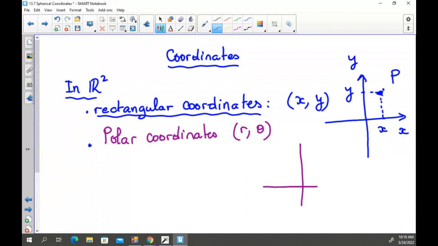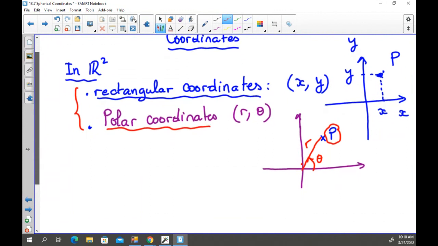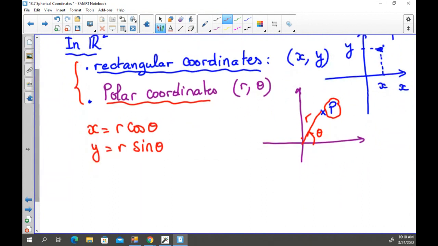Okay, so in this case, you have a point in the plane, then R is this distance and theta is this angle. So the point P can be given by these polar coordinates R and theta. And of course, these two sets of coordinates are related. X will always be R cosine theta and Y will always be R sine theta. Yeah, this is the connection between the rectangular coordinates and the polar coordinates.